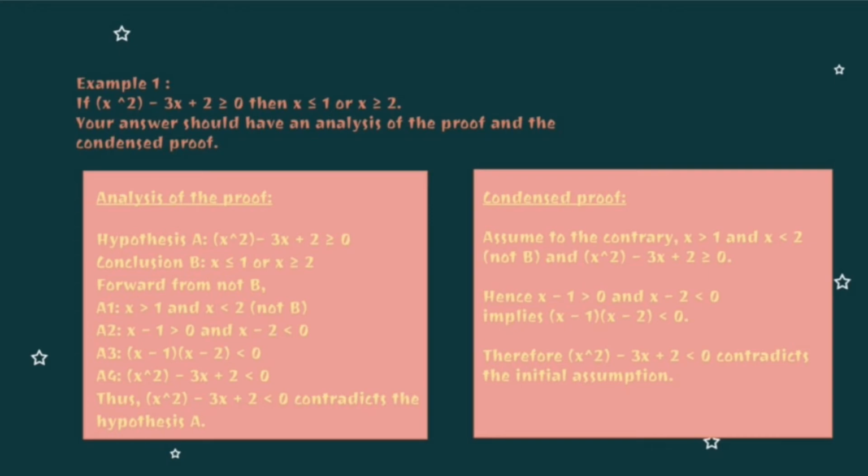And for the condensed proof, we assume to the contrary x more than 1 and x less than 2, which is the not B, and x squared minus 3x plus 2 more than or equal to 0. Hence, x minus 1 more than 0 and x minus 2 less than 0 implies x minus 1 times x minus 2 less than 0. Therefore, x squared minus 3x plus 2 less than 0 contradicts the initial assumption.